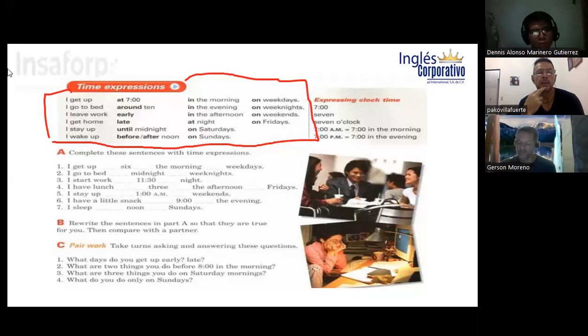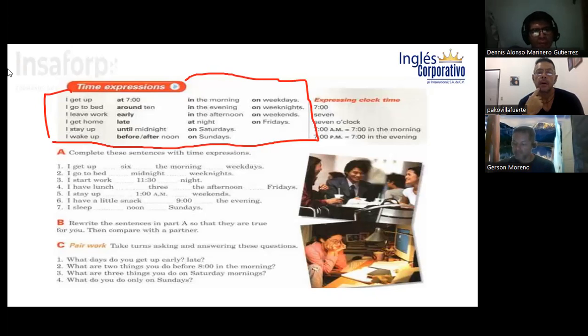Look at the example at midnight. And I wake up before or after, you know, those are like adverbs. Look at that. Adverbs of time. And in the morning, in the evening, in the afternoon, at night, on Saturdays and Sundays. Acuérdense que vamos a utilizar on exclusivamente cuando hablamos de los días de la semana. El lunes va a decir on Monday, on Tuesday, on Wednesday, on Thursday, on Friday, on Saturday.